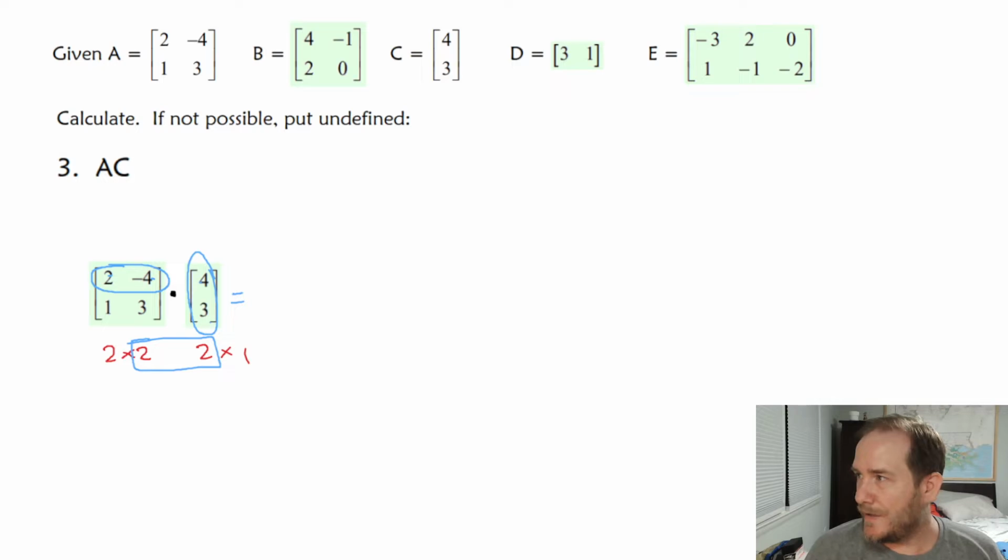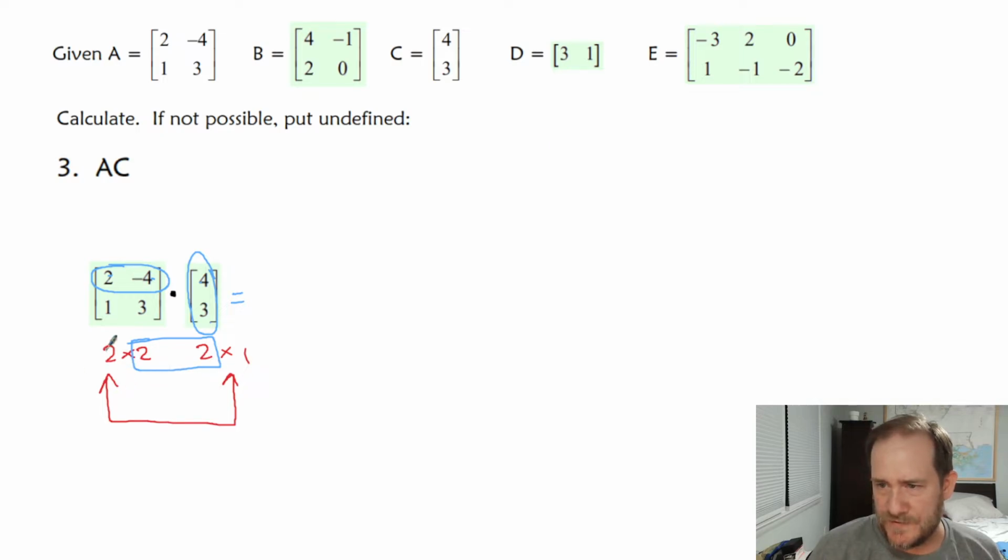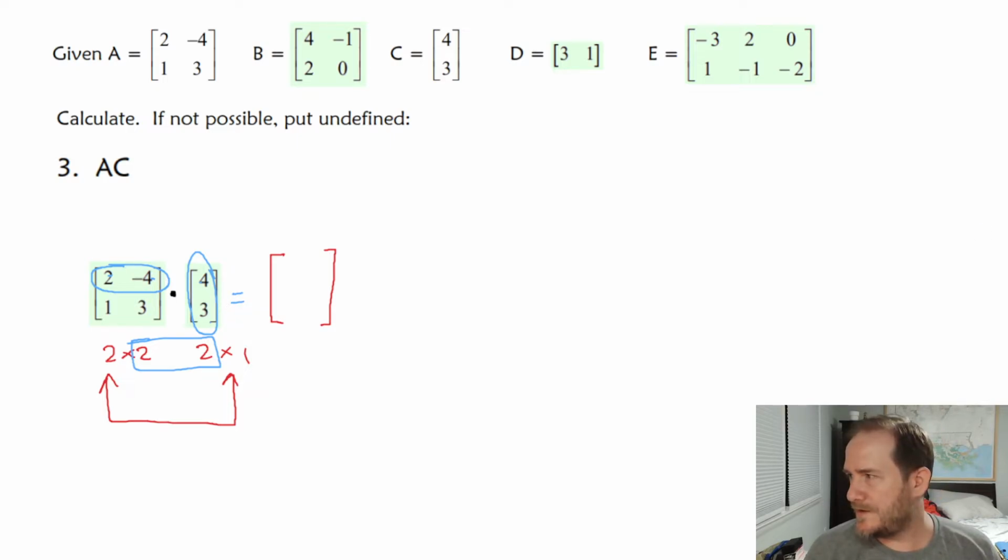Great. Now, what will the resulting matrix be? That's when you look at the outer dimensions. Our resulting matrix will be 2x1. So you know you're going to get a matrix that only has 2 entries in it. And those entries are going to live here and here. It's going to be 2x1, just like this guy, okay?